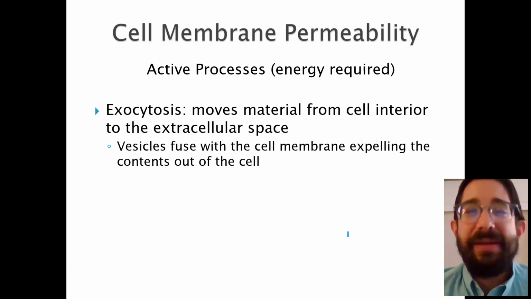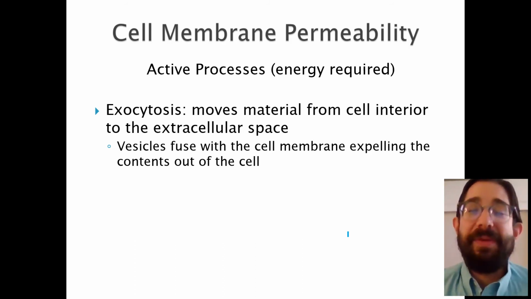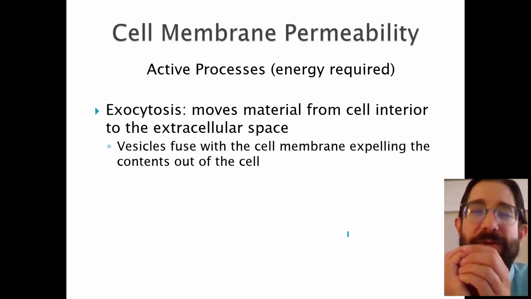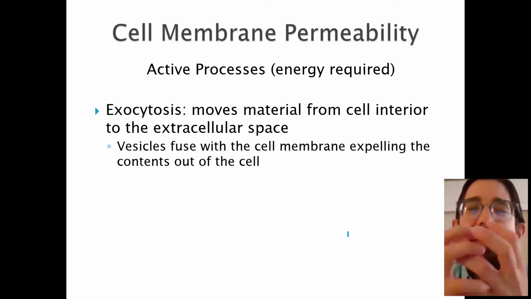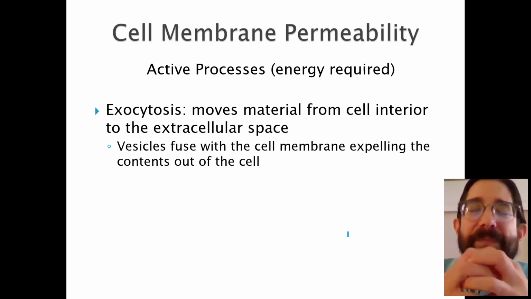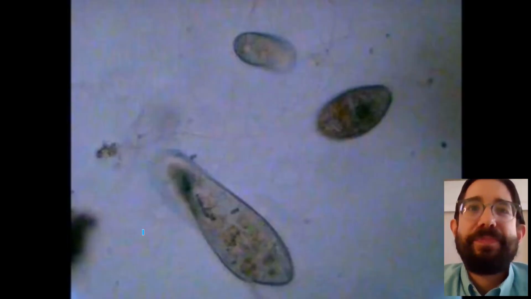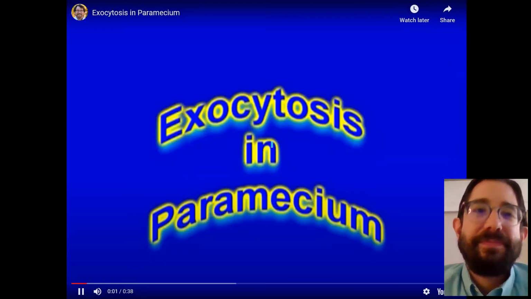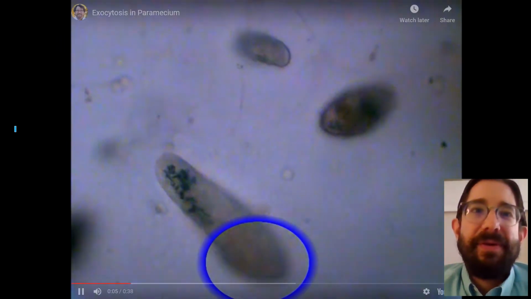The opposite of endocytosis is exocytosis, in which the cell moves material from its inside to the outside. And typically what that means is you have a vesicle, which we'll talk about later on, but a sphere or a packet of material that's going to fuse with the cell membrane to expel its contents. We can see a paramecium go through this process by watching the lower left corner.